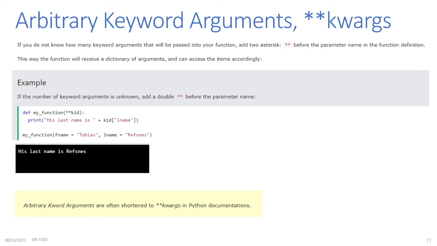So here we have define my function, with double asterisk kid. Print his last name is kid L name. That means we're going to use last name for the kid. So my function f name equals Tobias, L name equals Refsnes. This one will use last name, so his last name is Refsnes. Arbitrary keywords are often shortened to double asterisk kwargs in Python documentation.